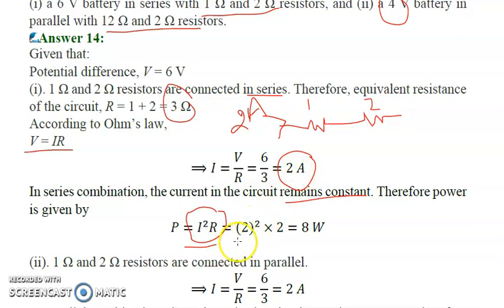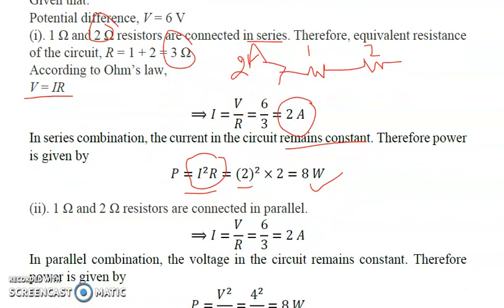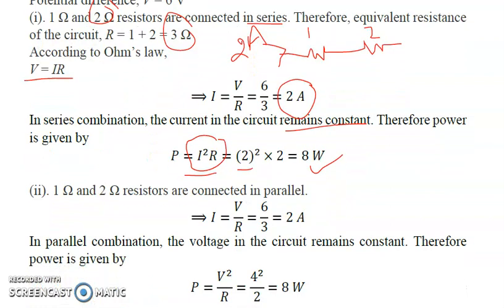Current is 2, so it will be I square, and the resistance we have to find is across the 2 ohm resistor. So I square into R will be 8 watt. It means in this case the power dissipated through the 2 ohm resistance would be 8 watt.